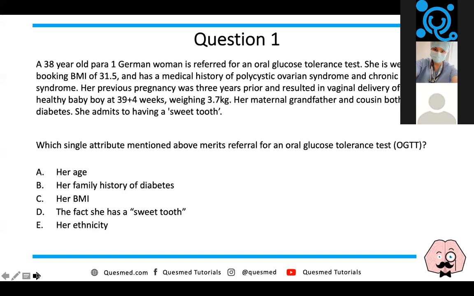Wonderful. So thank you very much for everybody answering that question there. Most people are answering B, a family history, or C, her BMI. So thank you for participating.